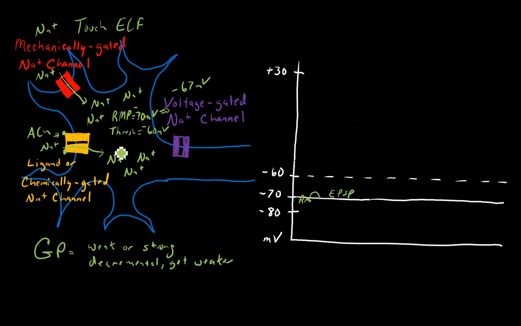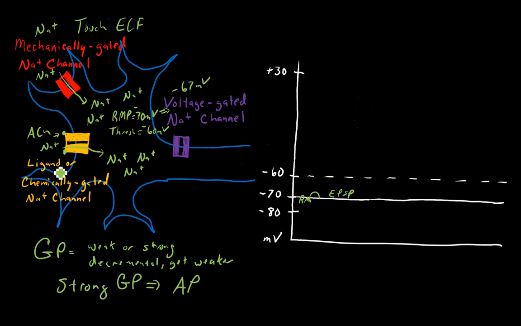Okay, in this case, neither door stayed open long enough to reach threshold, and so that graded potential basically died off and resulted in no excitement of the cell. Now for an action potential to be created, we're going to have to reach threshold. So we would need a very strong graded potential to result in an action potential.